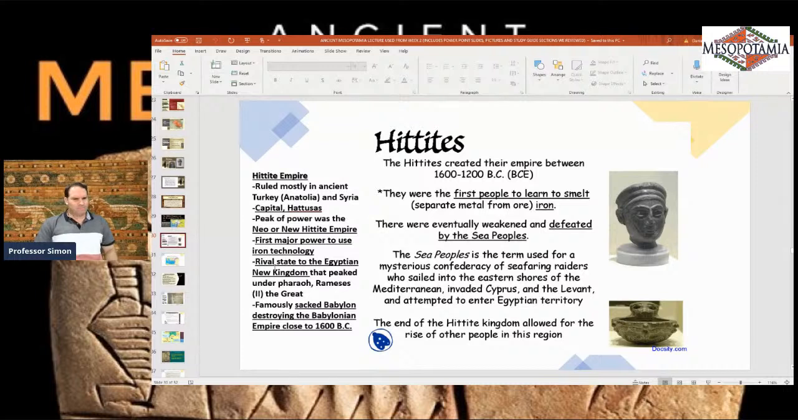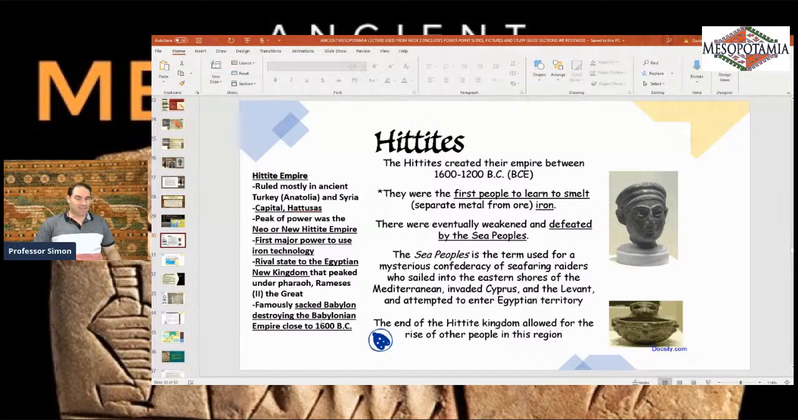If you know about the Hittites, they were a rival state to Egypt. The Egyptian New Kingdom, which was led by Ramses the Great, one of their great pharaohs, competed with the Hittites to control the area around Lebanon and Syria. They got in a lot of wars with each other. And I think there was even a case where they sued for peace in treaties and stuff like that. But the Hittites were famous for being one of the groups that sacked Babylon, which may have been close to 1600. Hittites and the Kassites kind of finished off the Babylonians.